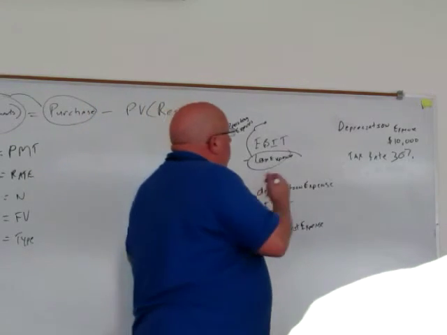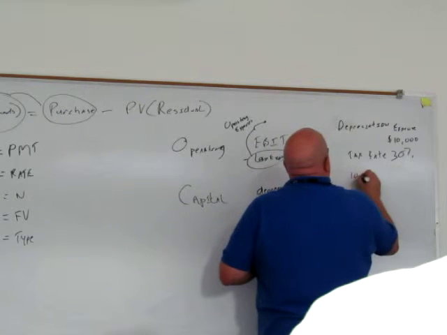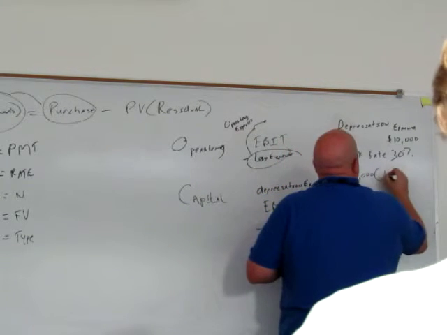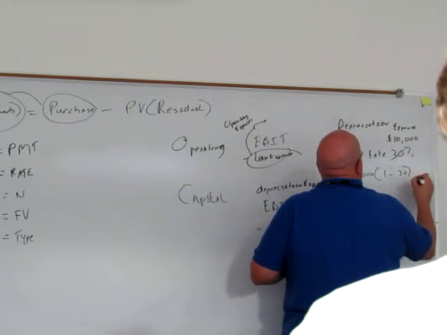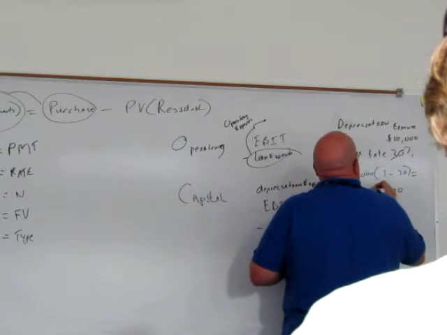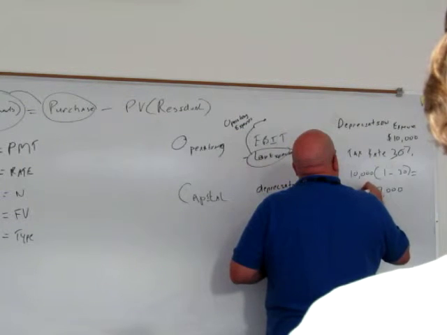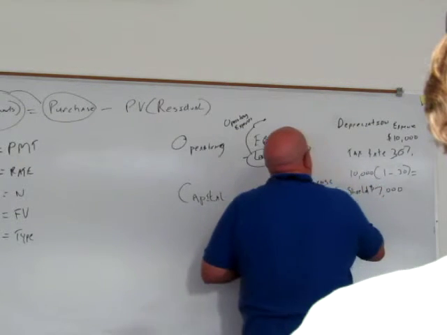So what do they call that? They call that the tax shield. $7,000 depreciation tax shield. That's for depreciation, right?